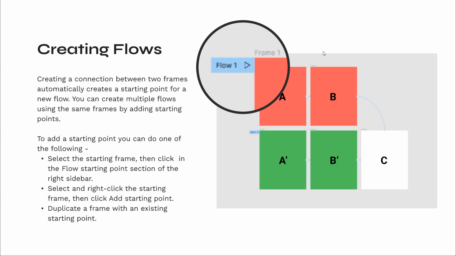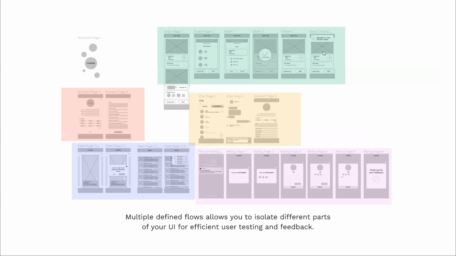To add a starting point, you can do one of the following. First, you can select the starting frame, then click in the flow starting point section of the right sidebar. Second, you can select and right-click the starting frame, and then click Add Starting Point. Or third, you can duplicate a frame with an existing starting point. Multiple defined flows allow you to isolate different parts of the UI for efficient user testing and feedback.